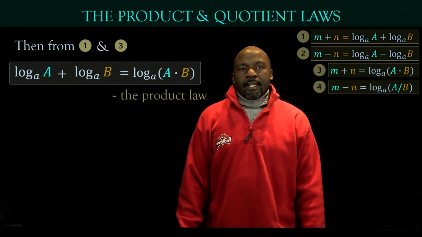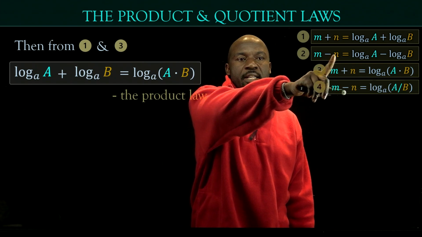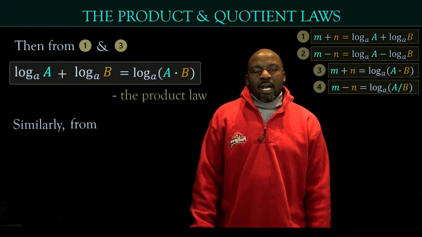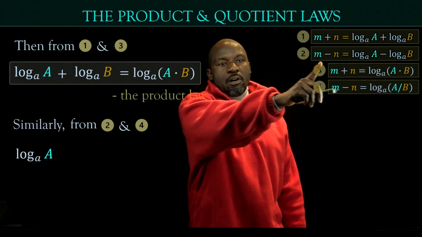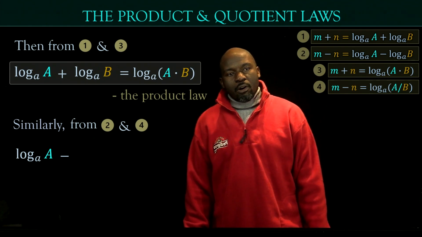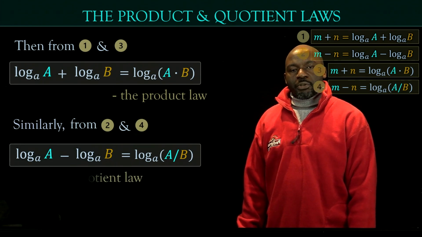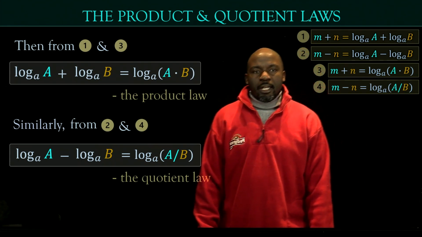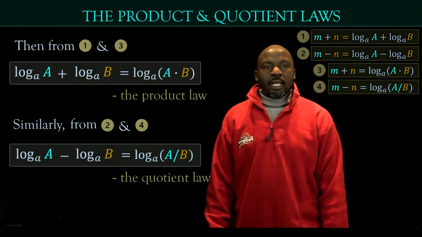Secondly, by looking at our result 2 and result 4, you can see m minus n there. This must be the same as that. And so we can write, by looking at 2 and 4, that the log of A minus log of B must be equal to the log of A over B. And this is what we refer to as the quotient law of logarithms. I hope this is clear. Let me know if this is not making sense, and we can find a way to explain it for you.